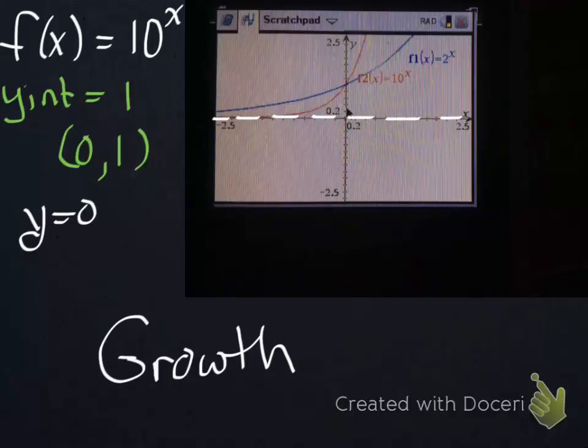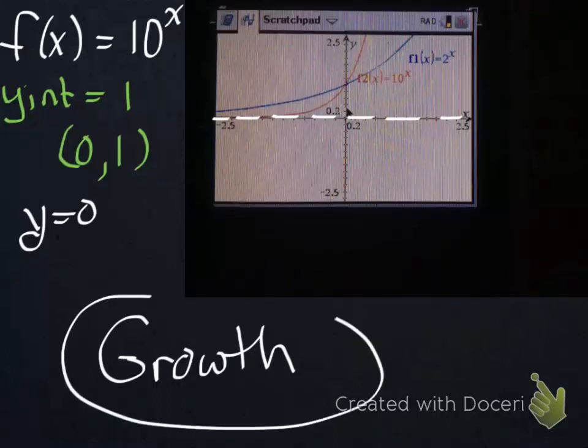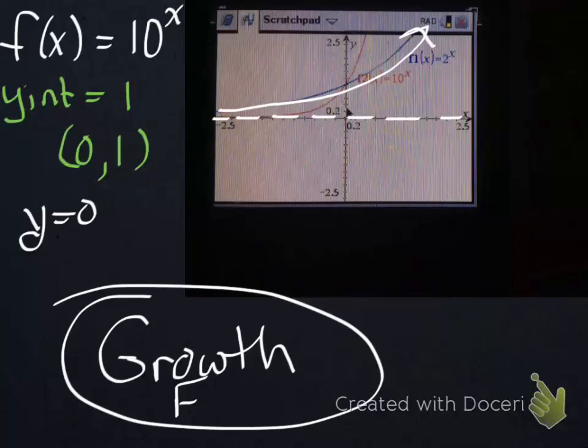So are you saying that this is a growth function? Do you determine that by how it's doing on the right side? As you're going to the right, what's happening? It's growing. So as I'm going to the right, it's growing. That's how it's determined. And I'm going to go over some other ways to tell from the equation, but let's go over what the next one is.